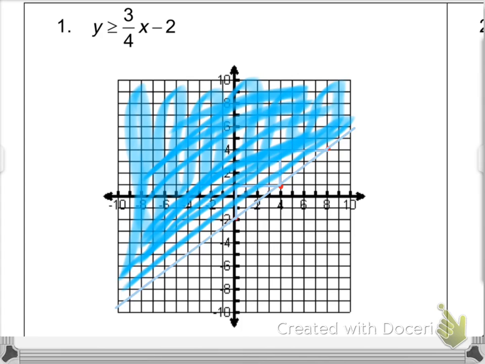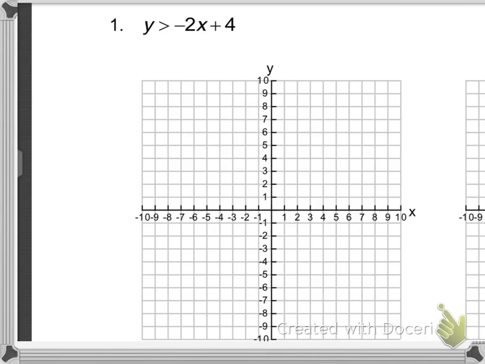Good. Okay, I'm looking for a solution in this. Can you give me a point that is a solution? The point (0, 4). Good. Can you find one more solution for me? The point (-6, -2). Very good. Let's go ahead and try one more. Alright, Becca, let's give y is greater than -2x plus 4. First of all, how are we going to graph the line? We're going to start at y equals 4, and since my slope is -2, I will go down 2 and right 1.